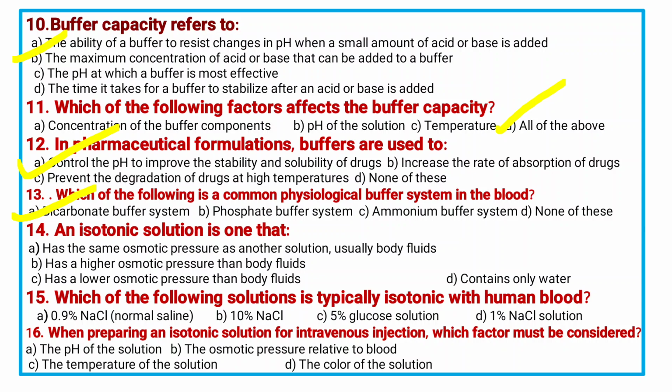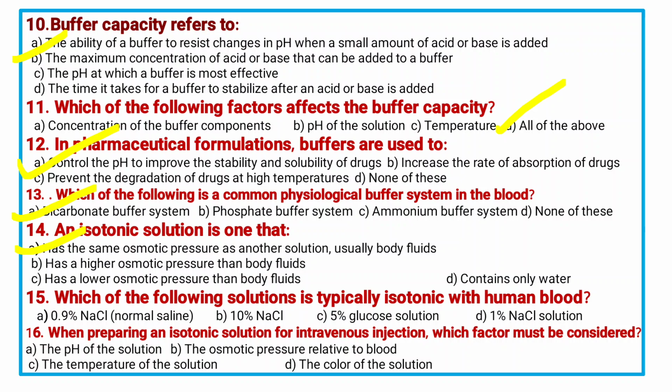Next, an isotonic solution is one that, iso means same, tonic means concentration. An isotonic solution is one that option A has the same osmotic pressure as another solution, usually body fluid. B. Has higher osmotic pressure than body fluid. C. Has lower osmotic pressure than body fluid. D. Contains only water. Have the same osmotic pressure as another solution, usually body fluid. That is an isotonic solution. Iso means same, tonic means concentration.